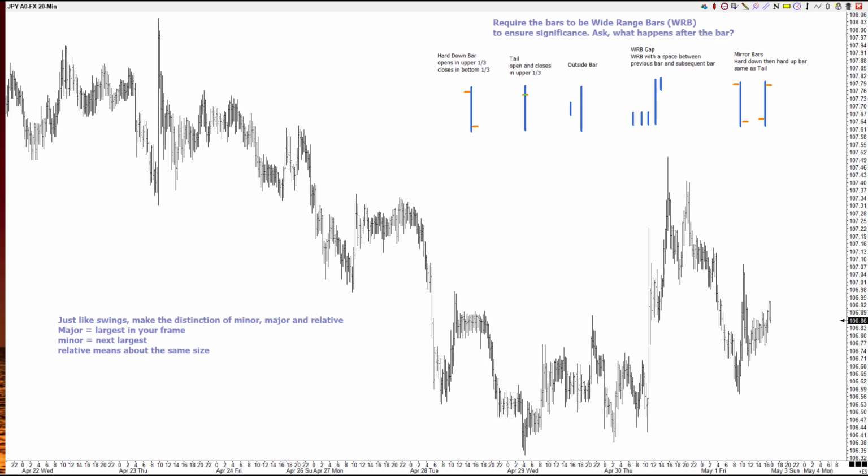In Part 1, I defined a few significant bars that designate a significant supply-demand event. I showed how to mark them out and talked about the essence of these bars. It's really simple: hard down, hard up, tail down, outside bar, wide range bar gap, mirror bars, which is the same as the tail. So that's what we did in the first session. Talked a little bit about reading. I want to emphasize a few things here.